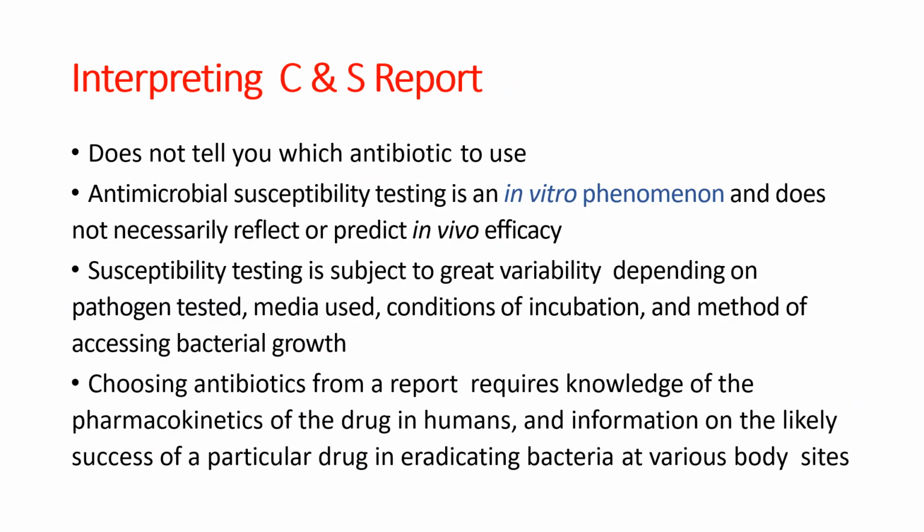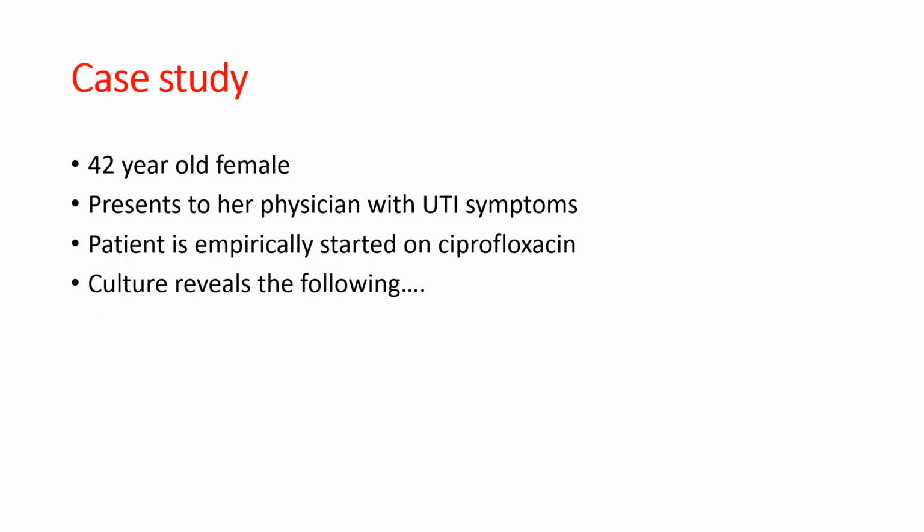So the culture and sensitivity report doesn't tell you which antibiotic to use. It has to be interpreted, taking many factors into consideration. It is an in vitro phenomenon, so susceptibility is subject to very great variability. So my microbiology lab needs to perform the testing in a very rational and accurate way. Let's take examples and understand how to interpret the culture and sensitivity report.